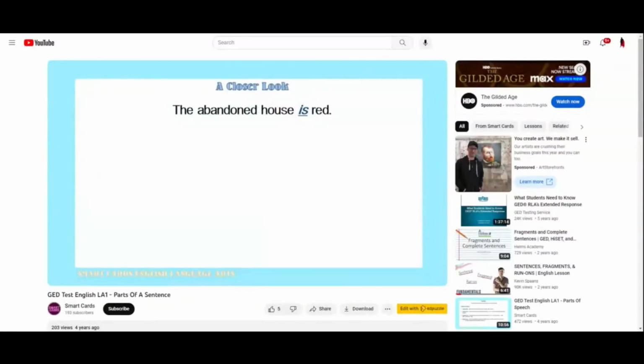Let's look at this example. The abandoned house is red. Is is the main verb in the sentence, and it's also a linking verb. A linking verb connects the subject to the other words in the sentence that tell more about it. A linking verb does not show action. So the main verb in the sentence is either an action verb or a linking verb.